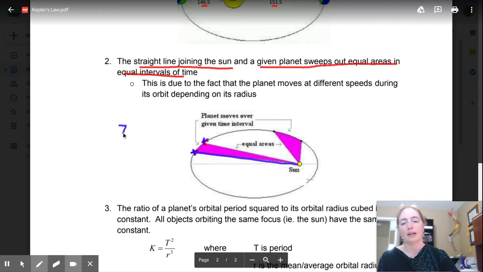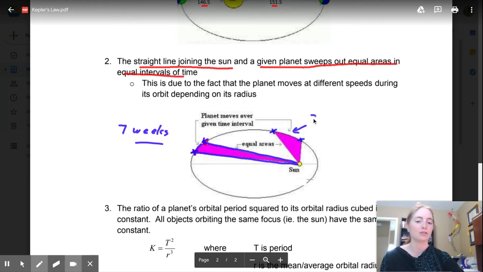Let's say 7 weeks. Why not? Random number. And during that 7 weeks, the planet will move to here. Draw a line to the sun from that point. Now, because the orbit's an ellipse, the distance from here to here is going to be different from here to here if this point is also 7 weeks.